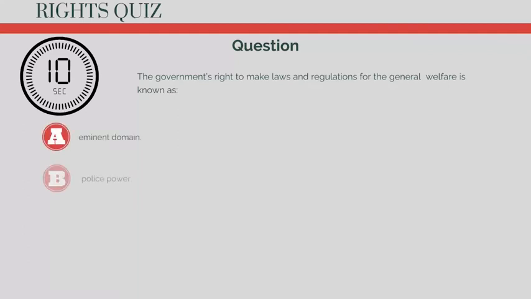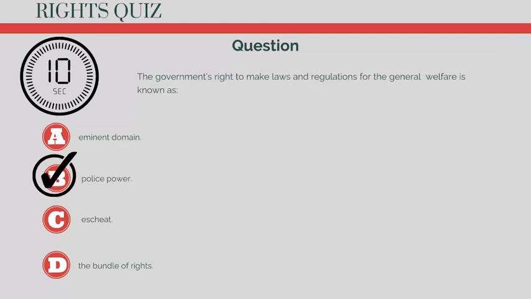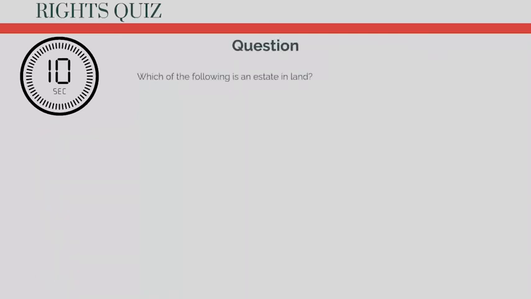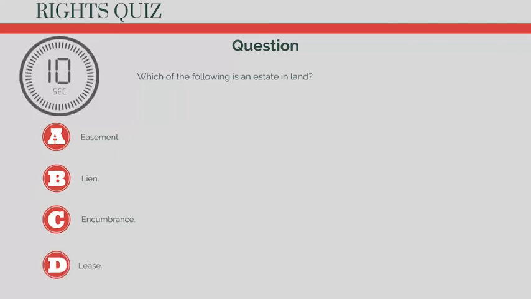Eminent domain, B. Police power, C. Escheat, or D. The bundle of rights. B. Police power is the government's right to make laws and regulations for the general welfare. Which of the following is an estate in land? A. Easement, B. Lien, C. Encumbrance, or D. Lease.